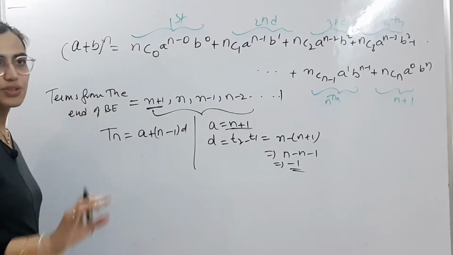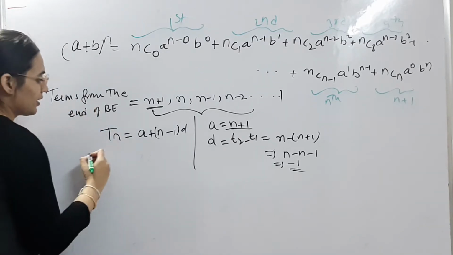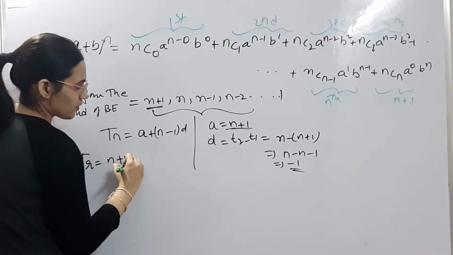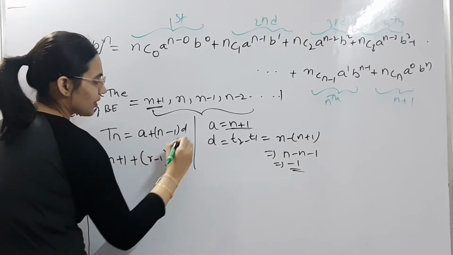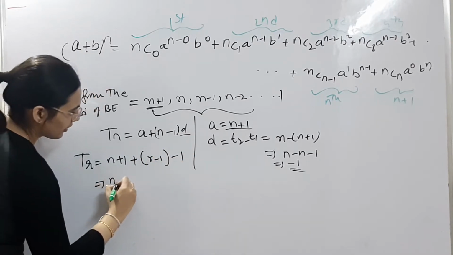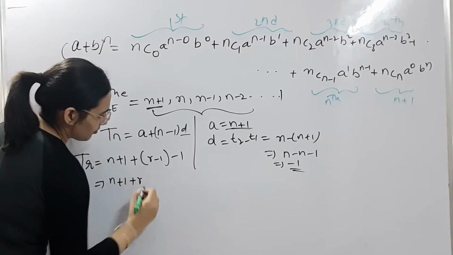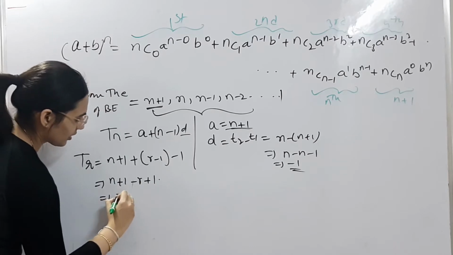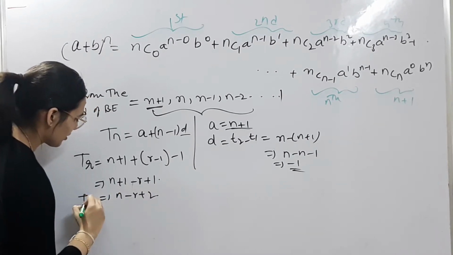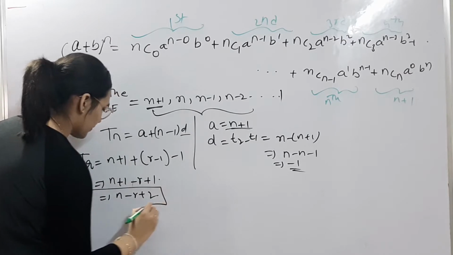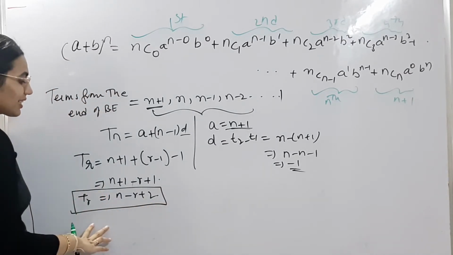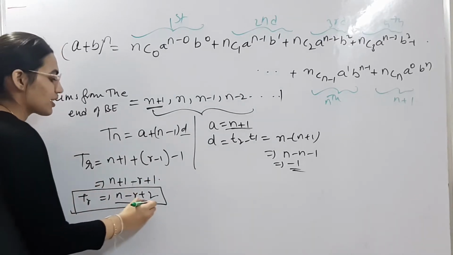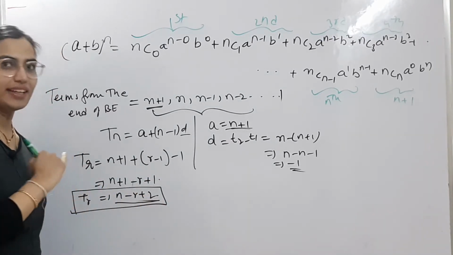So, not to confuse the terminology, we use the rth term from the end. So, let's try, in place of n we put r, and we get what? n plus 1 plus (r minus 1) into d, where d is minus 1. So, what do we get? Minus r plus 1. So, we get n minus r plus 2. So, this term is the rth term from the end, but the (n minus r plus 2)th term from the beginning.